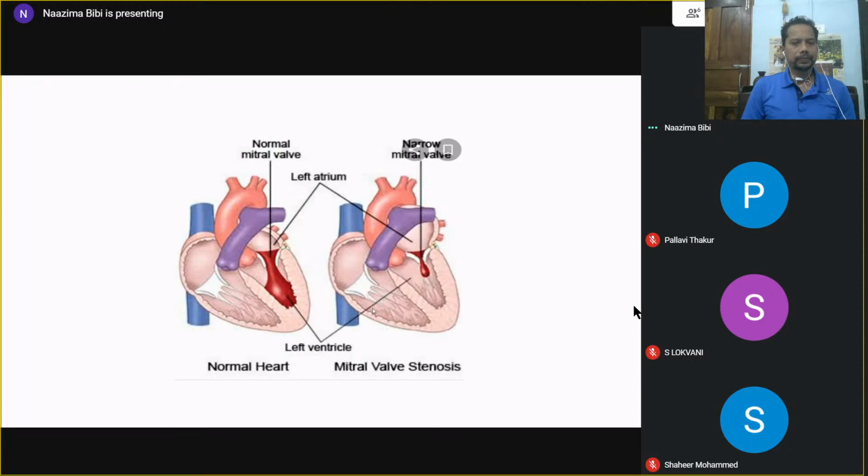Continue. Sir, examination of the cardiovascular system. On inspection, there is no deformity of the precordium. There is no precordial bulge. Why would you look for deformity?